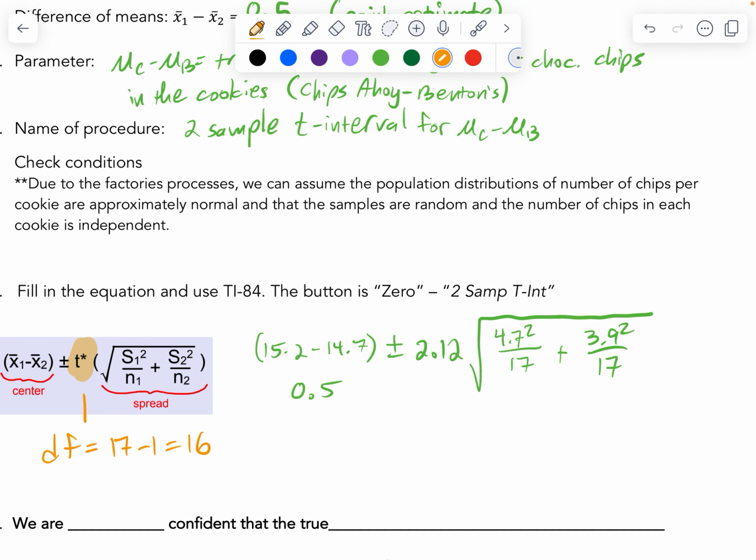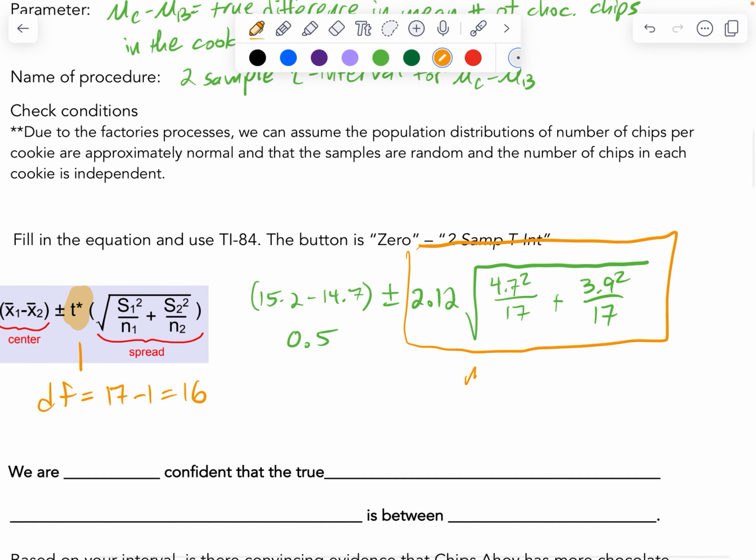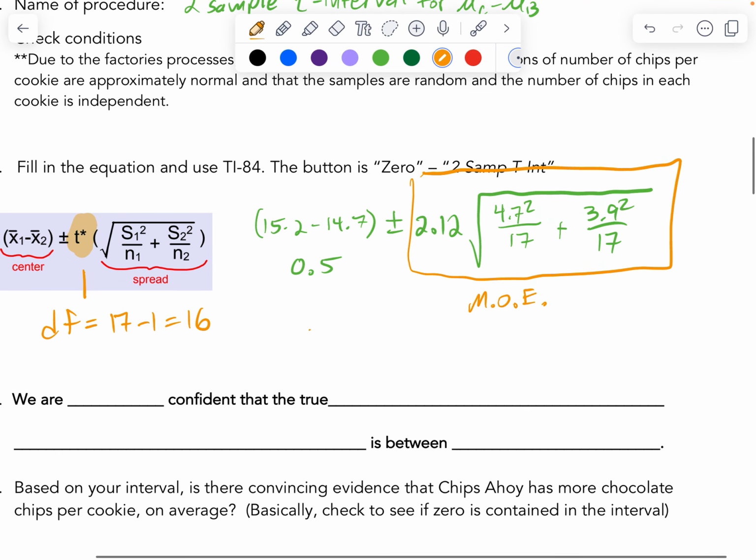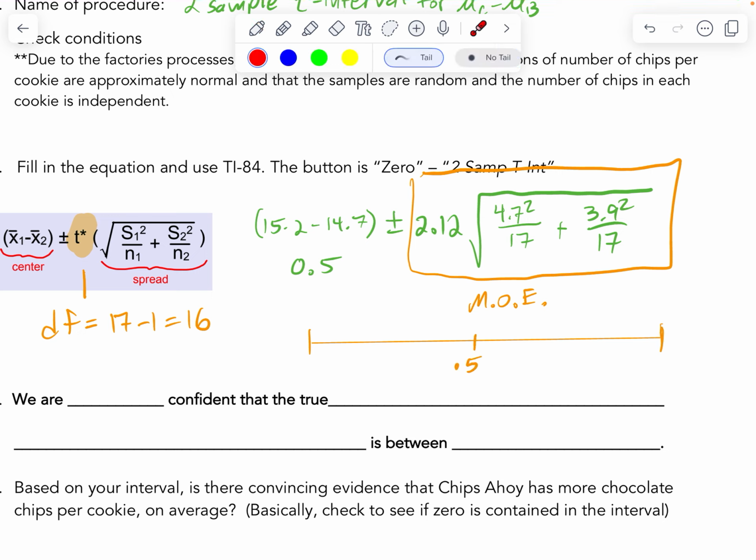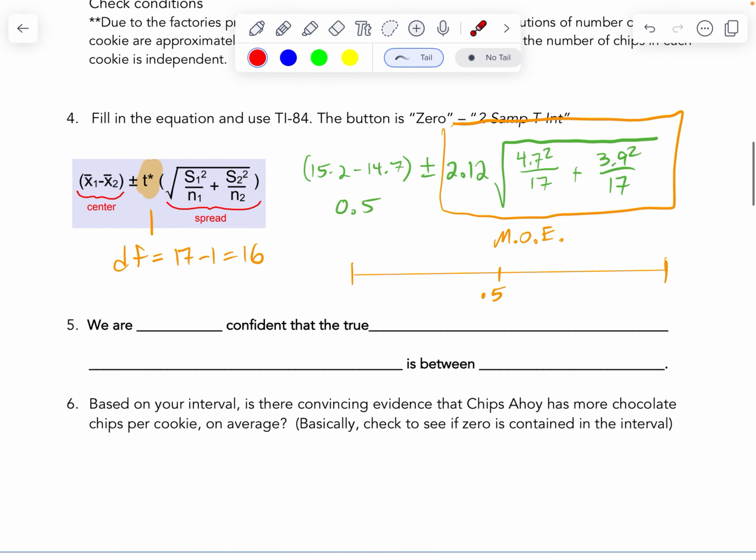If I put an orange box here, the orange box is the margin of error, MOE. So I like drawing my interval like a line, like I always do. I already know the middle of my interval is going to be 0.5, half of a chip, and now I'll just ask the calculator to get me the two endpoints. You could try to do this by hand if you want. This number is what you add to 0.5, and it's what you subtract from 0.5.